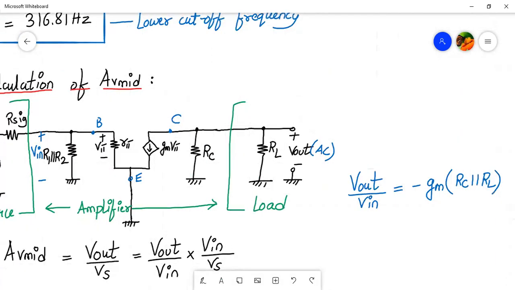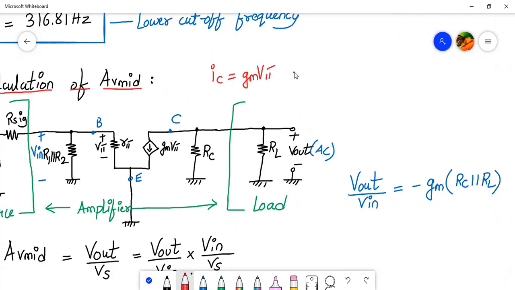So basically, what will be V out given by in this circuit? V out will be given by the current flowing through the collector to emitter. Collector to emitter current is called IC, and that is denoted by gm into V pi. Correct?